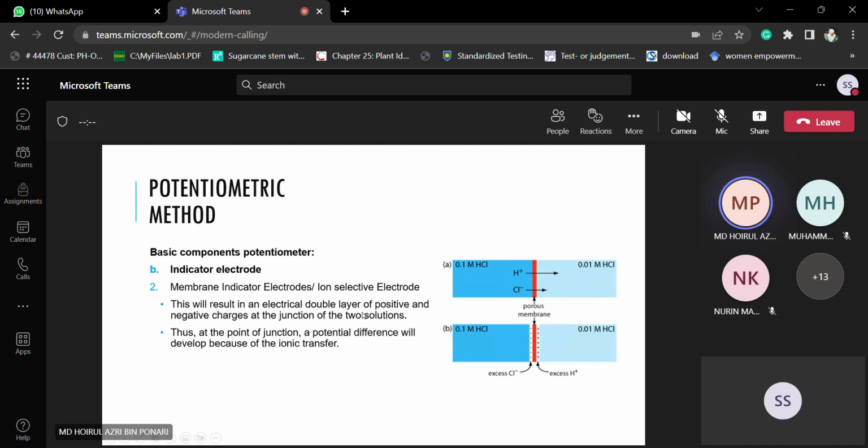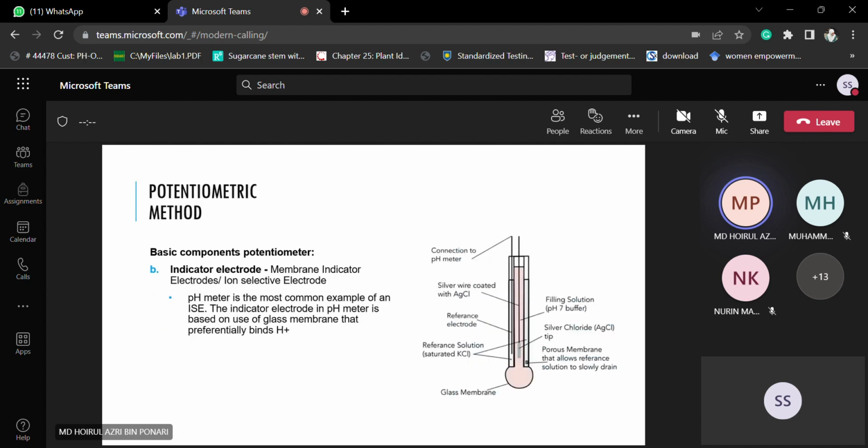So these phenomena will result in an electrical double layer of positive and negative charge at the junction of the two solutions. Thus, at the point of junction, a potential difference will develop because of the ionic transfer. Ini susah nak faham, nanti saya akan terangkan.